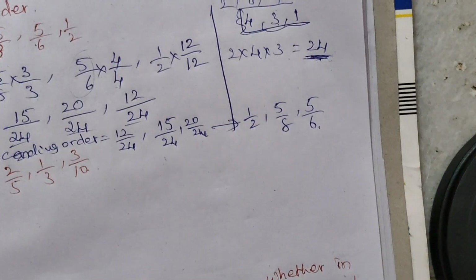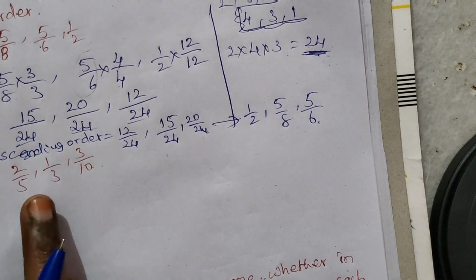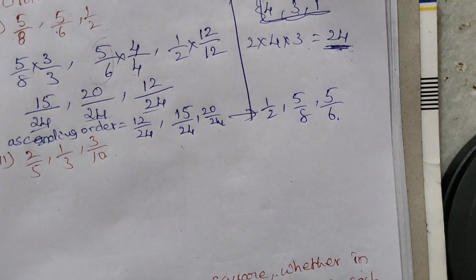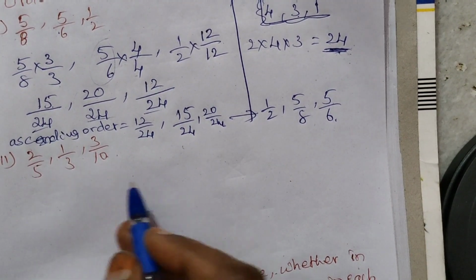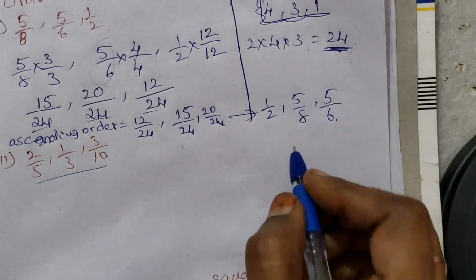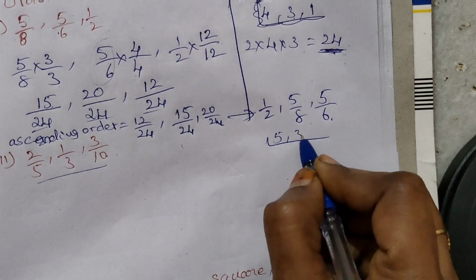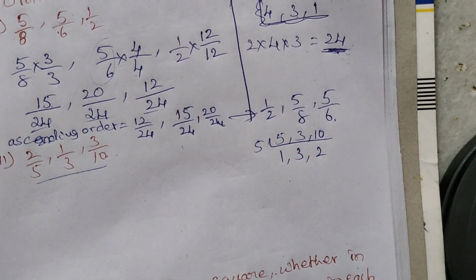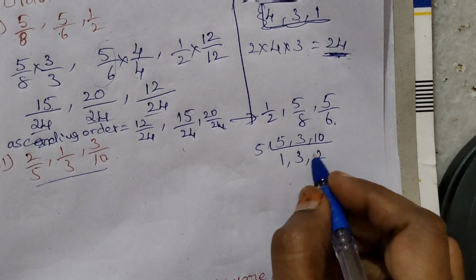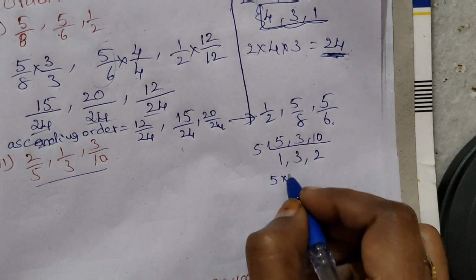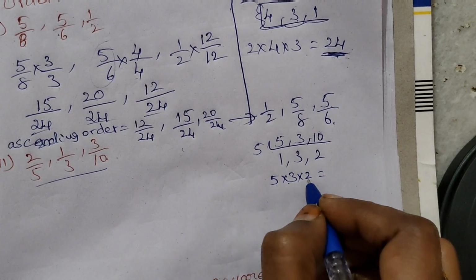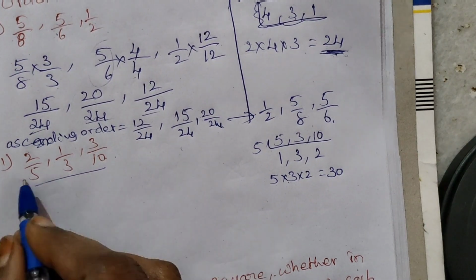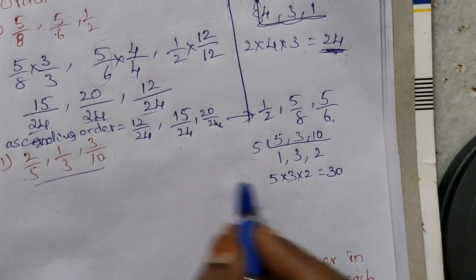That's it. Okay. Now, next problem is 2 by 5, 1 by 3, 3 by 10. Here, I will do LCM for this. 5, 3, 10. 5, 1 is 5, 3, 5, 2 is 10. So, LCM for these 3 numbers is 5 into 3 into 2. That is equal to 5, 3 is 15, 15, 2 is 30. Okay. So, in these three denominators, I want this 30.